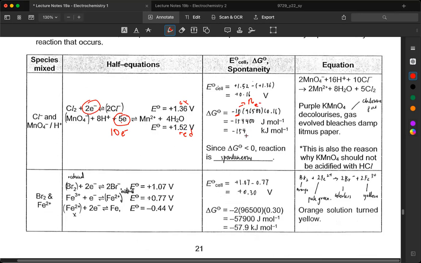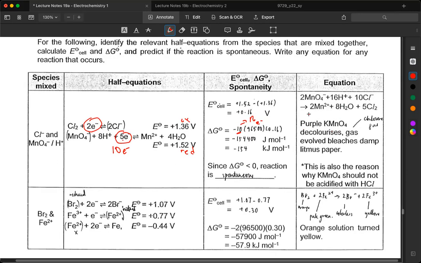Just be careful of this thing. So you calculate delta G. Delta G is less than 0, spontaneous. And then the equation you just have to write according to the question demands. And then the observations are purple KMnO4 decolorized and chlorine will be formed, because chloride is being oxidized and it will bleach the damp litmus paper. That's the reason why when we want to acidify KMnO4, we never use HCl, because there will be a redox reaction. Clear? We always use sulfuric acid, because sulfuric acid will not have this reaction.